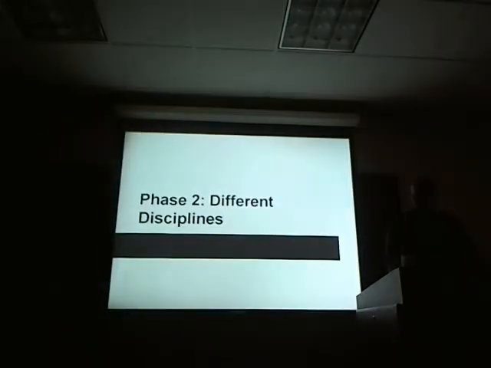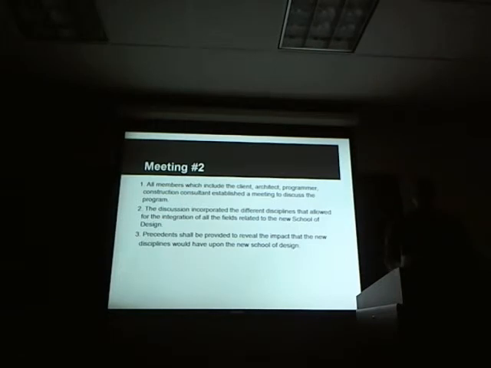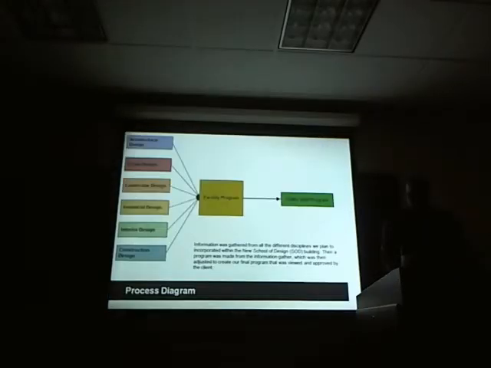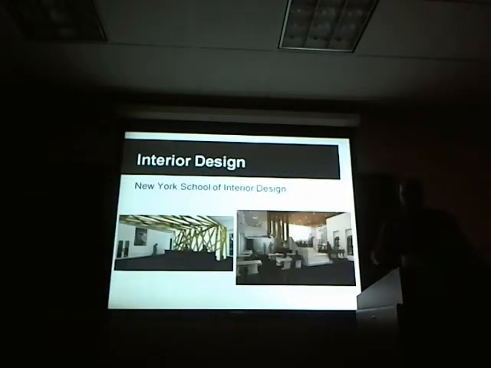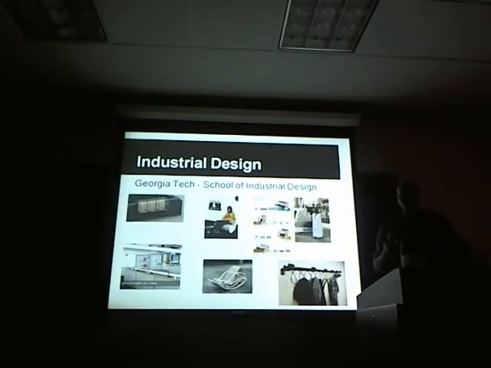So the second phase was looking at different disciplines. We wanted to find out which disciplines we want to integrate with the new school design. Besides architecture, the disciplines are urban design, landscape design, industrial design, interior design, and construction management. For example, we want to include landscape architecture, as seen at Boston Architectural College. Next, we have interior design, as seen at the New York School of Interior Design. We want to provide a school of industrial design where students will design equipment, machinery, as well as furniture, as seen at Georgia Tech.